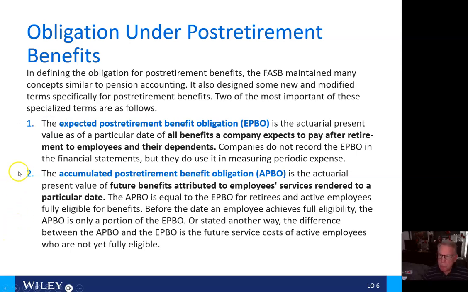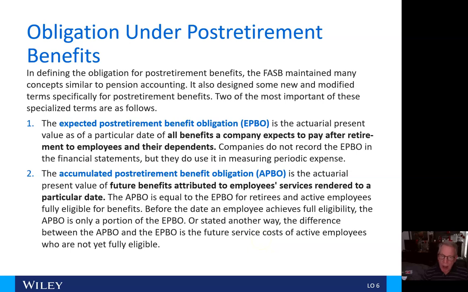In number 2, the accumulated post-retirement benefit obligation, the APBO, is the actuarial present value of future benefits attributed to employees' services rendered to a particular date. The APBO is equal to the EPBO for retirees and active employees fully eligible for benefits. Before the date an employee achieves full eligibility, the APBO is only a portion of the EPBO.